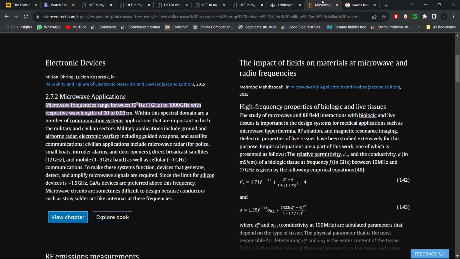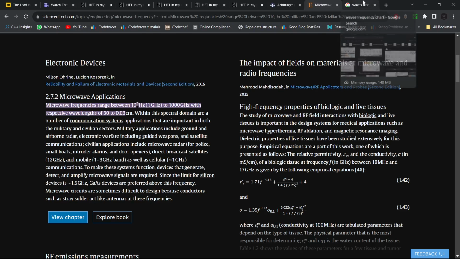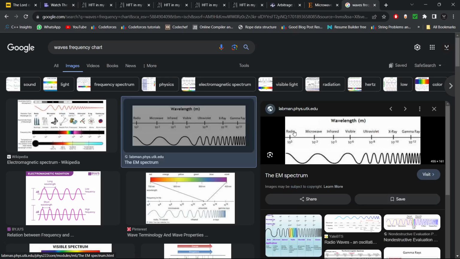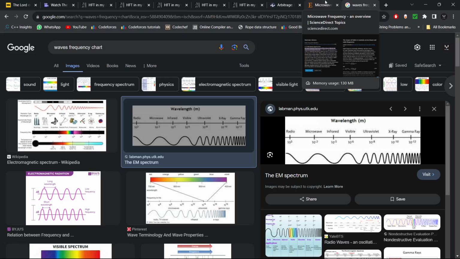In case you don't know what microwaves are, people who have a physics background might already be aware. But even if you do not, you can read about it on Google. I have a link already open. It describes that microwaves are waves with frequencies ranging between 1 gigahertz and 1000 gigahertz, with respective wavelengths of 30 to 0.03 centimeters. If you Google, you will also find wavelength and frequency charts where you can see the ranges in which microwaves come in. There are other types of waves as well, like radio waves, infrared, visible, ultraviolet, X-rays, and gamma rays, right? So this is more of a physics concept.